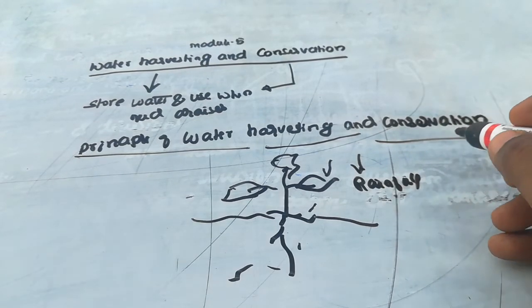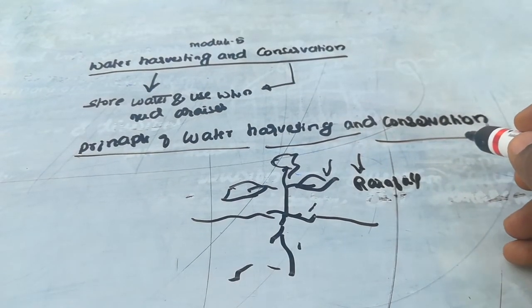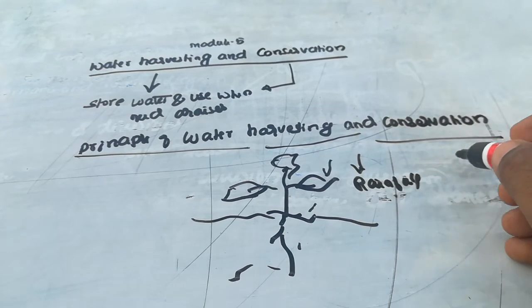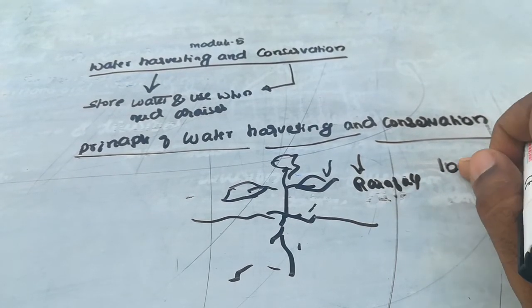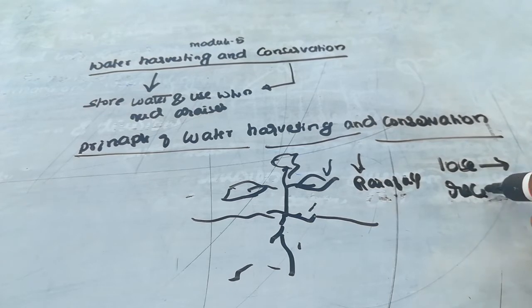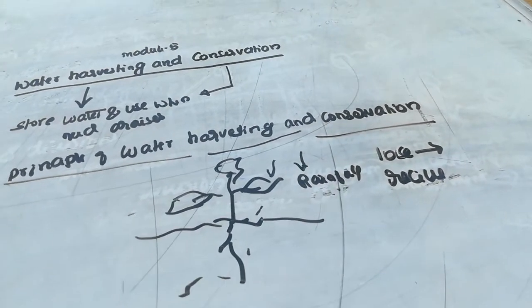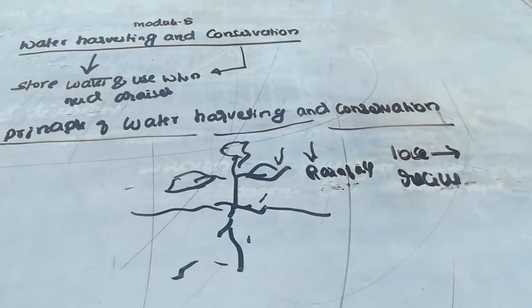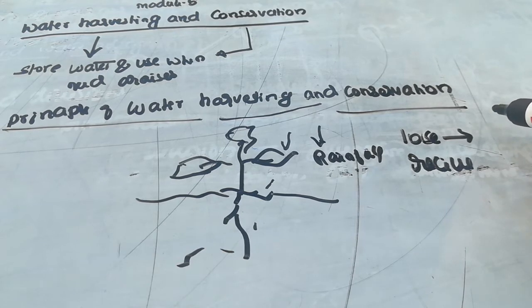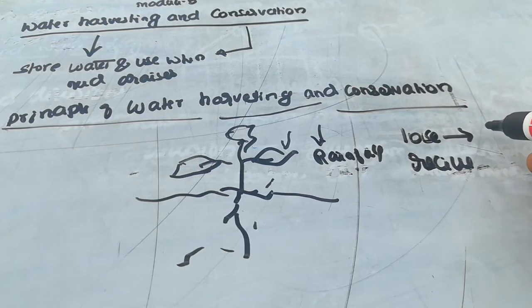Here we can divide it into two: one is lose water and another is receive water. Crops receive or lose water. How do they receive? Rainfall is receiving water. How can they lose the water? The crop loses water through evaporation.